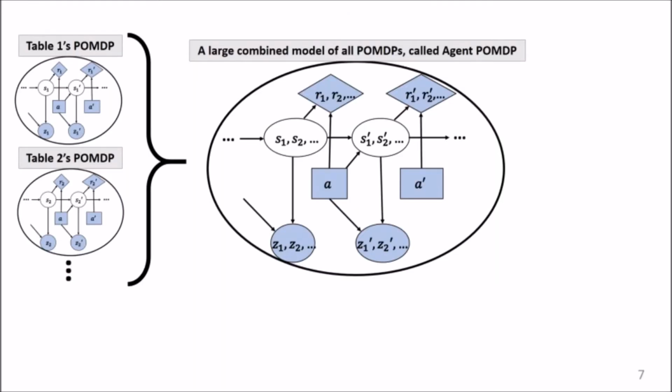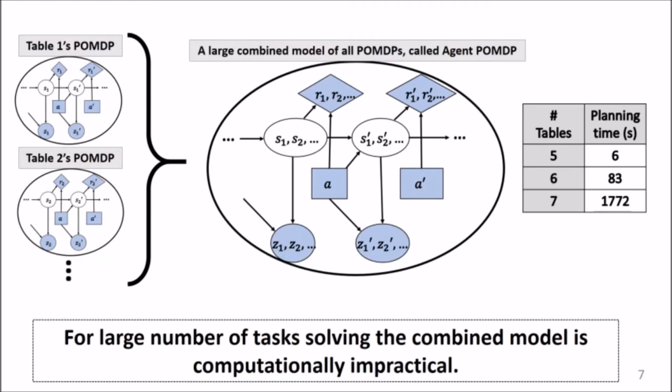So to do planning on such problems, we have to combine the POMDPs into one large combined model of all POMDPs. We call this agent POMDP. The challenge here is that for large number of tasks, solving this agent POMDP is computationally intractable. For example, for 5 tables, we have 6 seconds of planning time. However, for 7 tables, we have exponentially larger planning time.